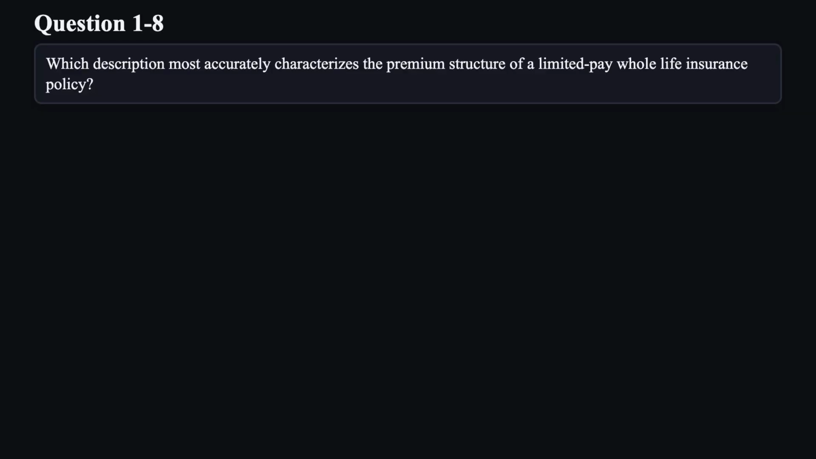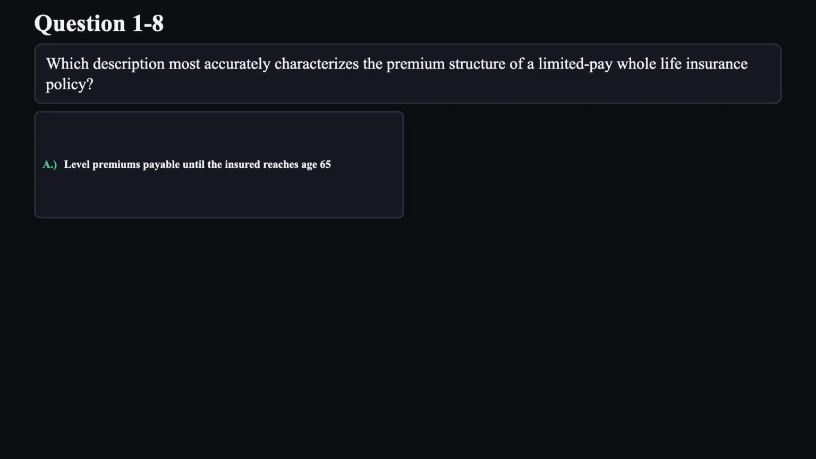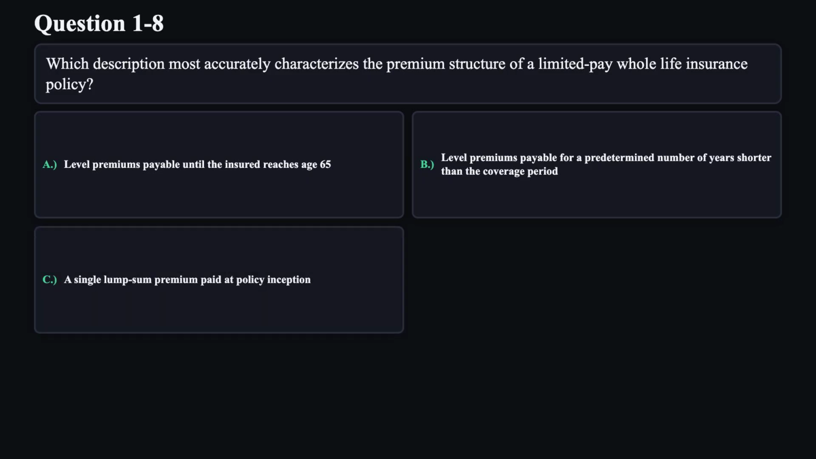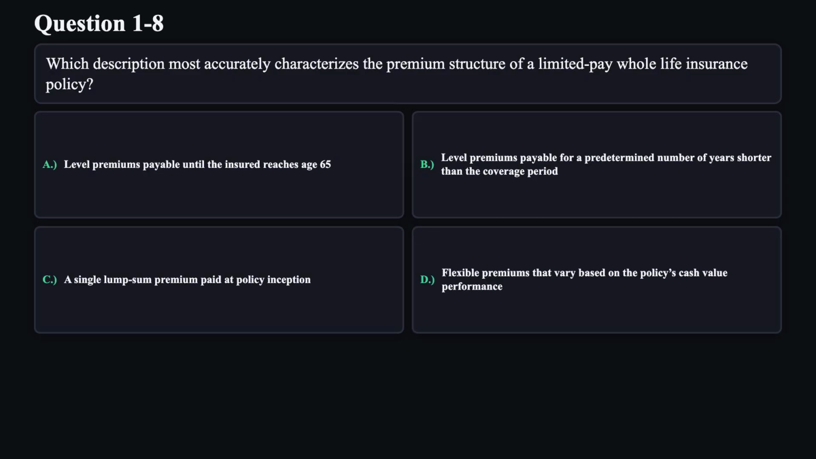Question 8. Which description most accurately characterizes the premium structure of a limited pay whole life insurance policy? A. Level premiums payable until the insured reaches age 65. B. Level premiums payable for a predetermined number of years shorter than the coverage period. C. A single lump sum premium paid at policy inception. D. Flexible premiums that vary based on the policy's cash value performance.